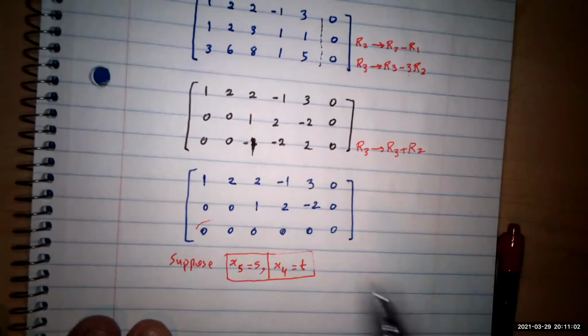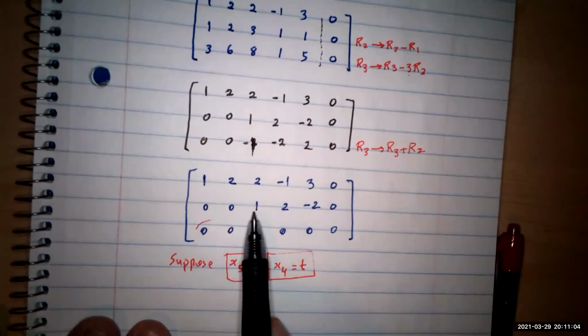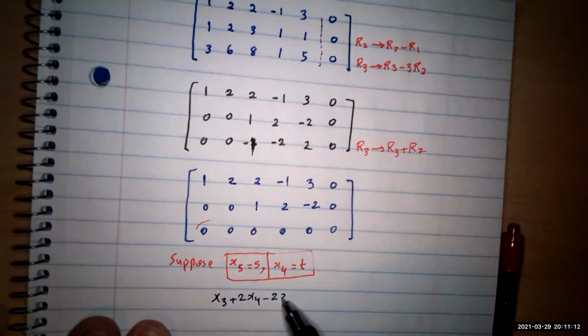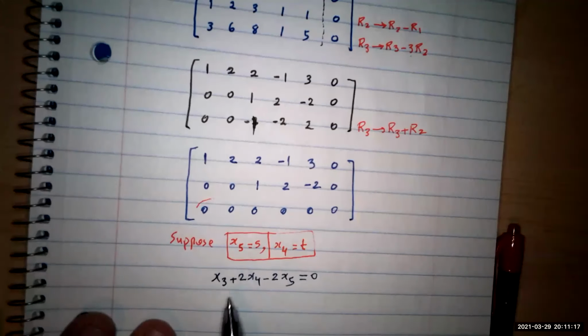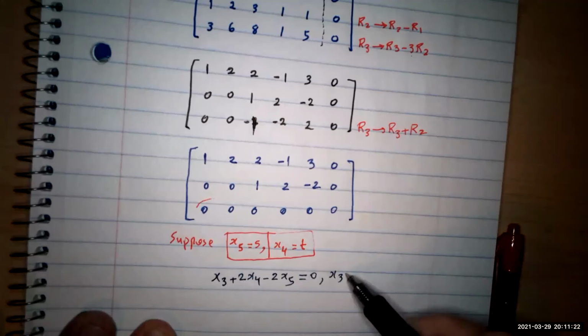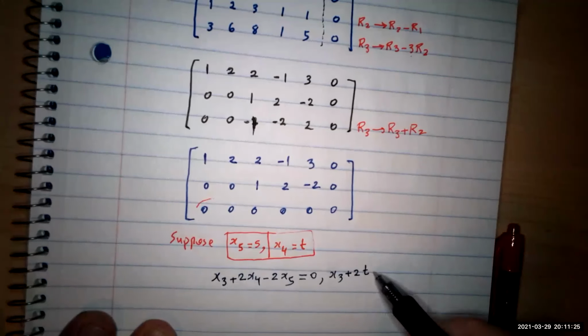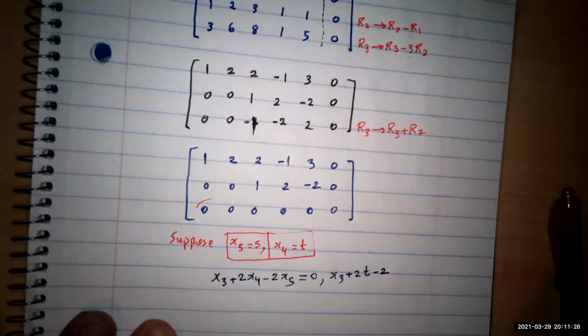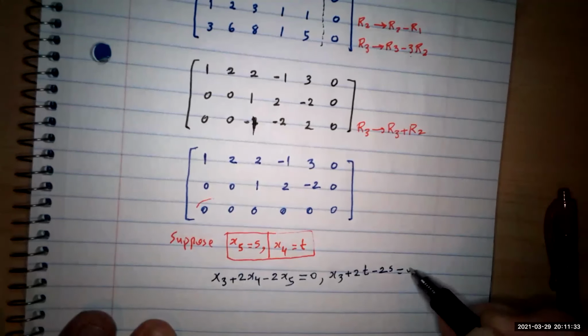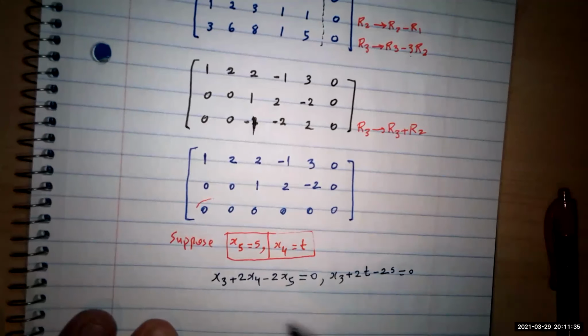From here, this is x1, x2, so start with x3. I have x3 plus 2x4 minus 2x5 equal to 0. Now I don't have x3, but I have x4, so that gives me 2t, and this is going to be minus 2s, equal to 0, so I'm able to find my x3.